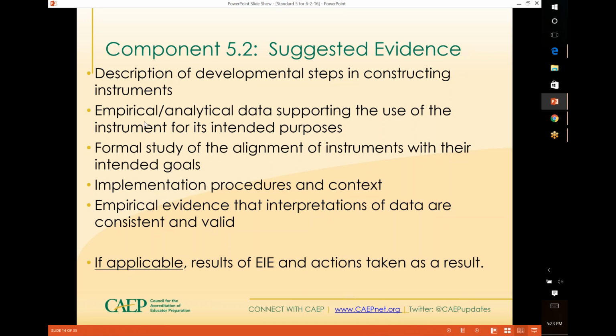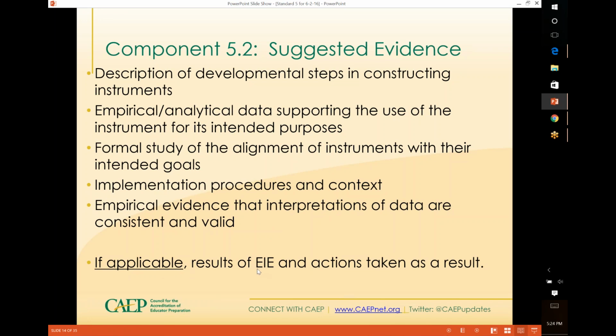Another thing that they'll expect is analytical data that supports the use of the instrument for its purposes: a formal study of the alignment of instruments with their goals, implementation procedures and context, and empirical evidence that interpretations are consistent and valid. Again, most of this will have already been included in the responses to your questions related to any EPP-created assessments. Now, I've highlighted this as "if applicable."